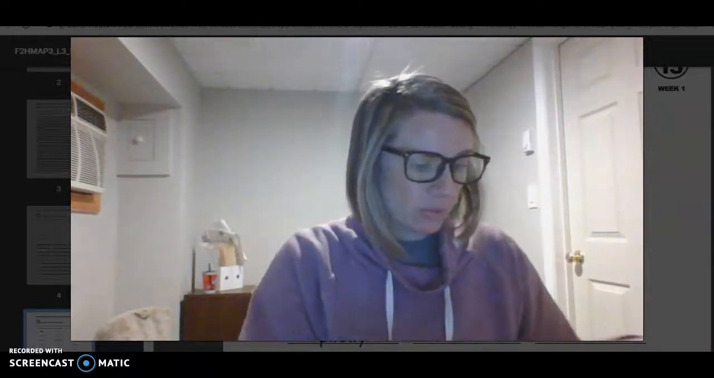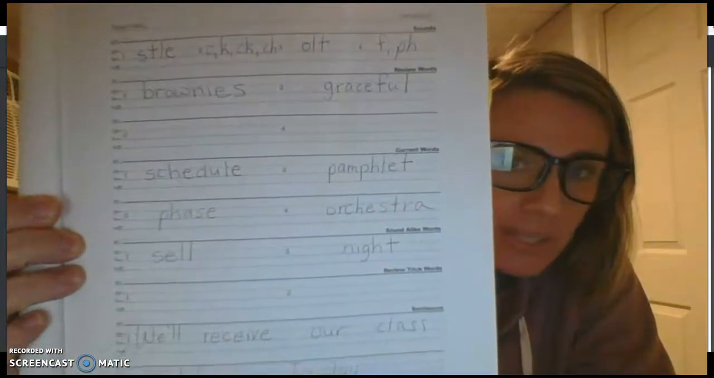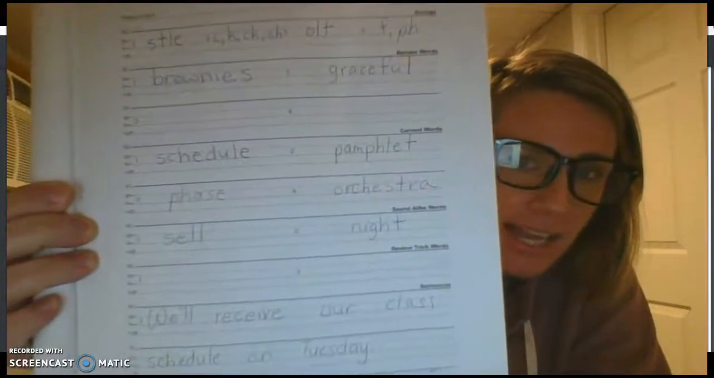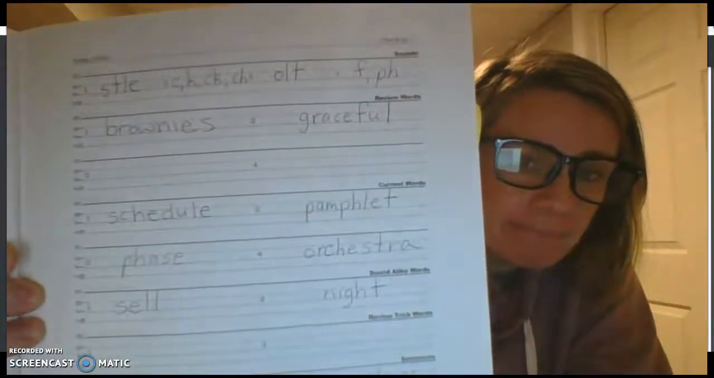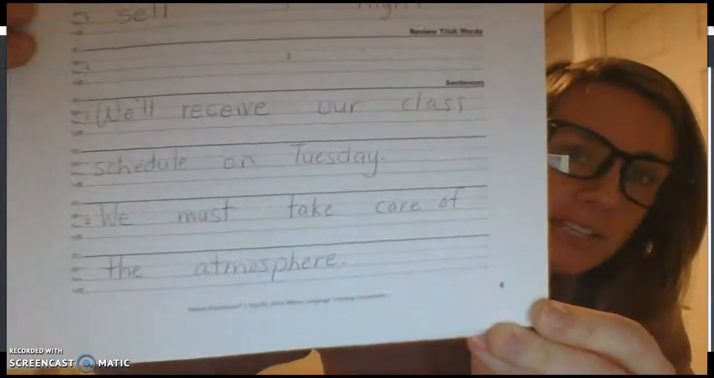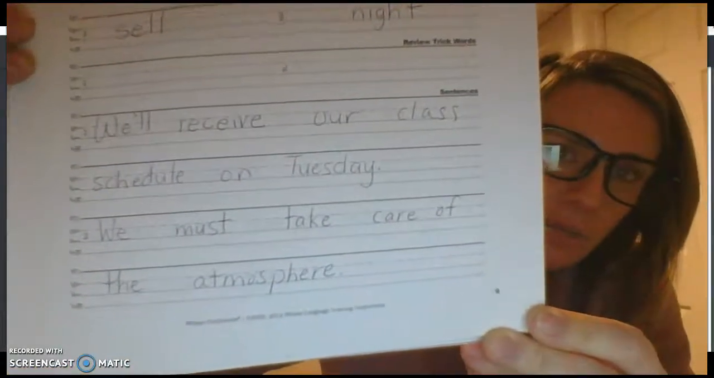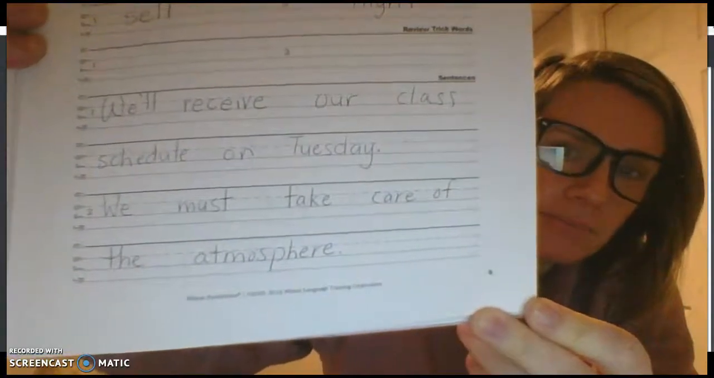Okay, pause, check everything over, and then I'm going to hold mine up for you to check with me. Here we go. Check over your sounds. Check brownies and graceful. Schedule, pamphlet, phase, orchestra, sell, and night. Pause right here to check all those and fix your mistakes. Okay, and now here's the two sentences. We'll receive our class schedule on Tuesday, period. And notice we'll is short for we will, the contraction with the apostrophe. And number two, We must take care of the atmosphere, period.